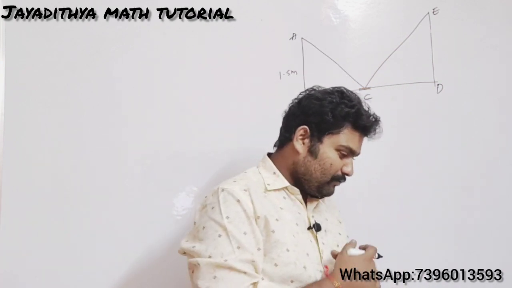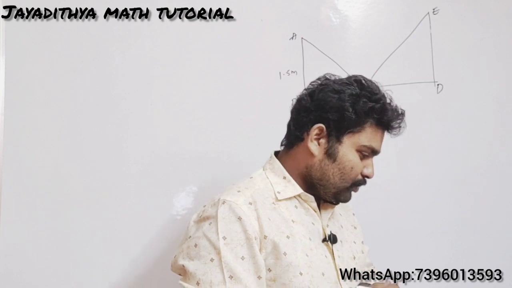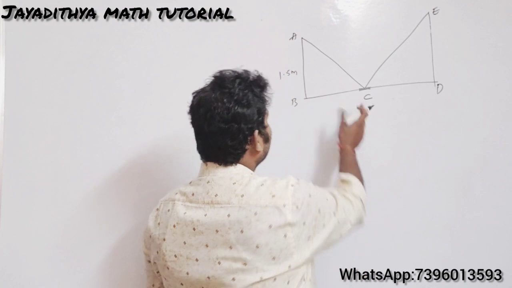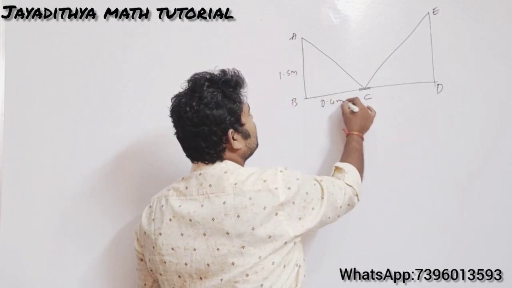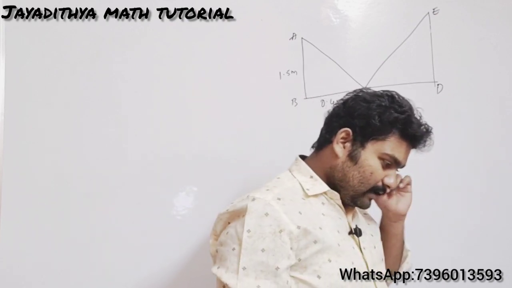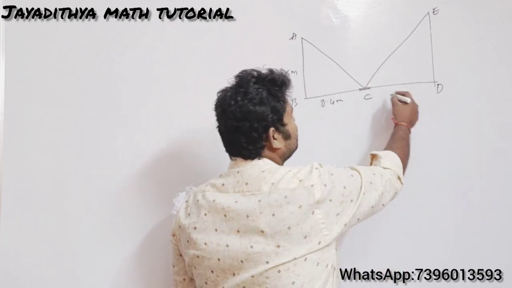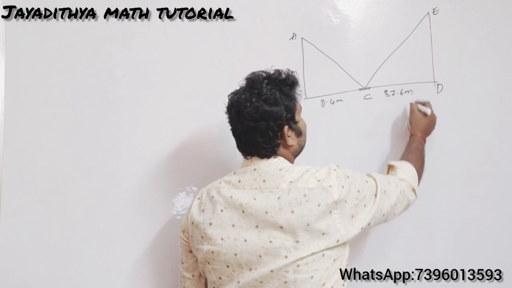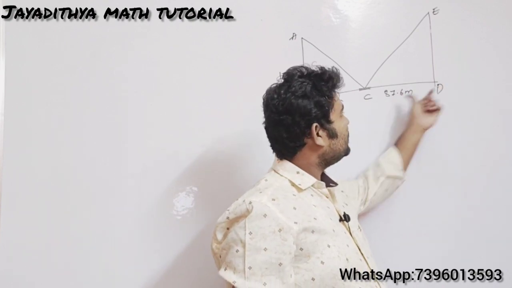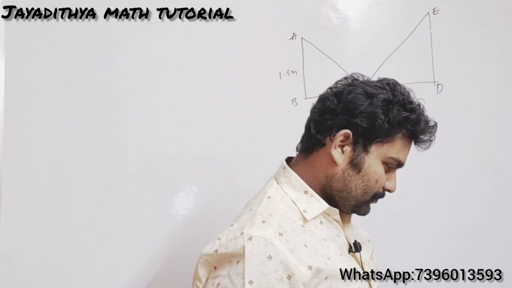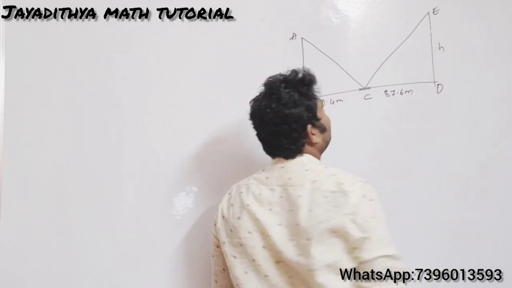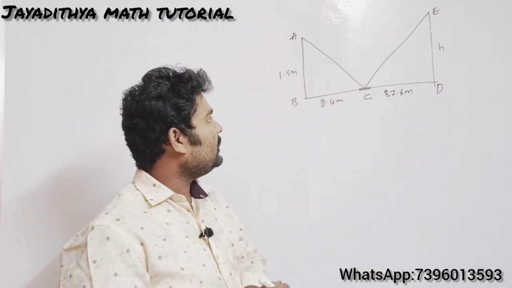After this, what do we need to do? What are the other pieces of information we have here? The mirror is on the ground facing upwards. The man is 0.4 meters away from the mirror, and his height is 1.5 meters. It is given, and this mirror is 87.6 meters away from the tower. From this what do we need to find? We need to find the height of the tower.